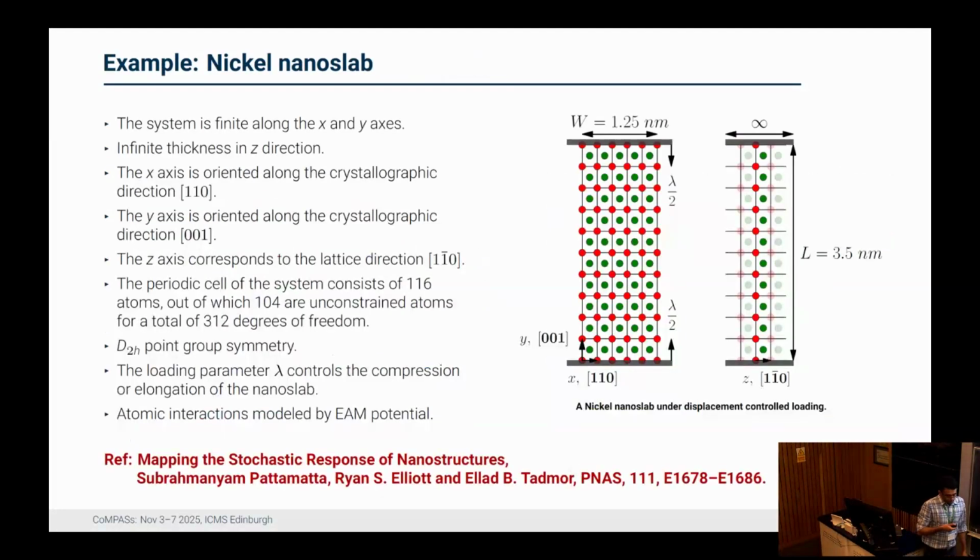The problem that I'm going to solve for this presentation is I take a nickel nano slab. It is infinite in 1 dimension and it has around 116 atoms and some of them are constrained. And the potential is EAM and it has certain symmetries.